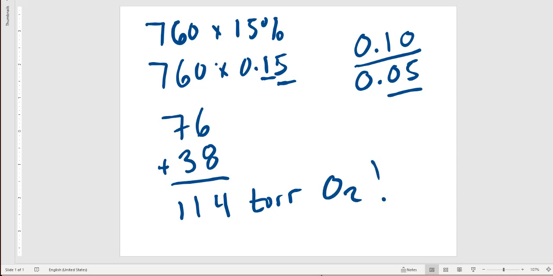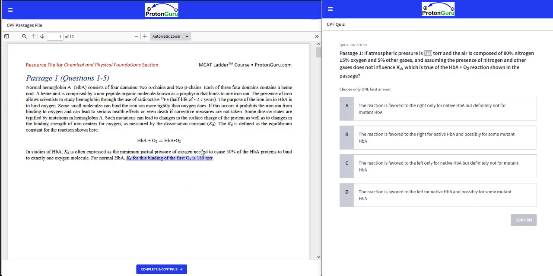We have to remember that as we go from our whiteboard back to our question. So the problem tells us that we need 180 torr of O2 to reach equilibrium. So we don't have enough O2 to push the reaction to favor the right side. So the left side is going to be favored for a native hemoglobin having those metrics. And the question has two choices, C and D, that both say the left is favored for the native hemoglobin. The other part of the question asks which side would be favored for the mutant hemoglobin.